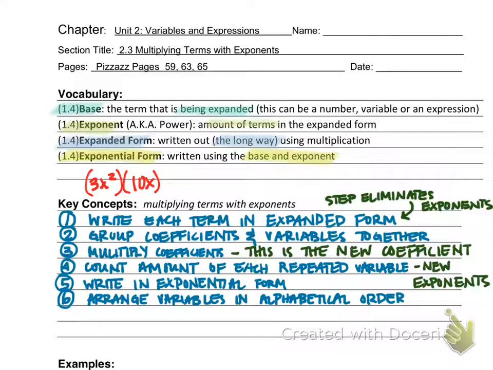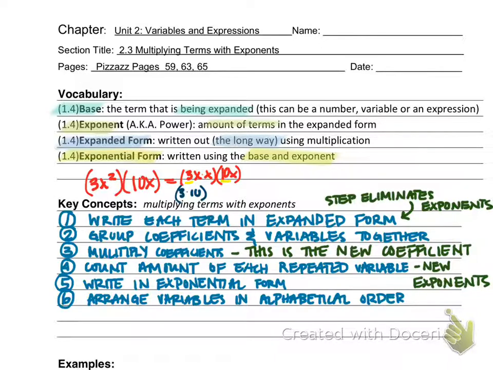Now, if I take a look at this situation here, when I had 3x squared times 10x, this is a situation where I'm going to want to first group. So if I grouped these together after expanding, the expansion would look like 3 times x and 10 times x. The grouping would then be taking place when I have a 3 and a 10 that are being multiplied together, and those are my coefficients.